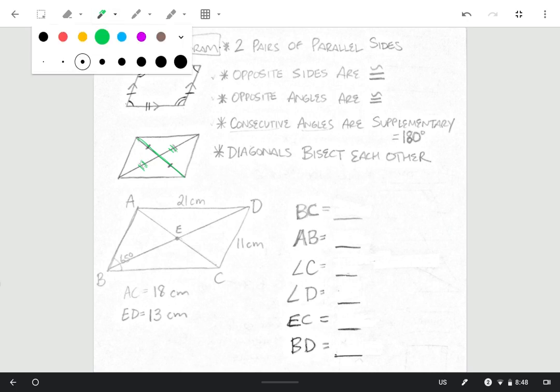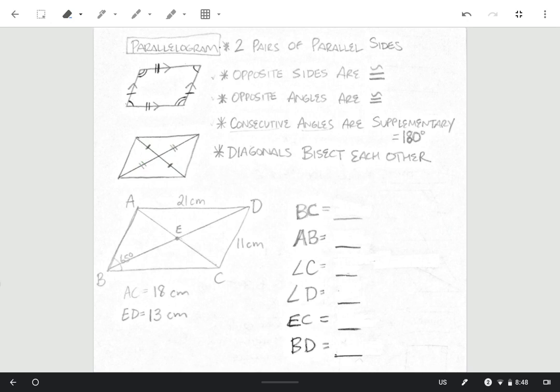And so basically what we're going to be doing is utilizing this information to solve some problems. So if you look down here at the bottom, I've got a diagram and I've got some questions. So we see we have a parallelogram here, ABCD. And we know some things. We know that AD is 21. That's right here. We see that DC is 11. We see that the angle here in the corner for B, ABC, is 65. We also know that the diagonal AC is 18. And this portion of the diagonal here, DE, D to E, is 13.